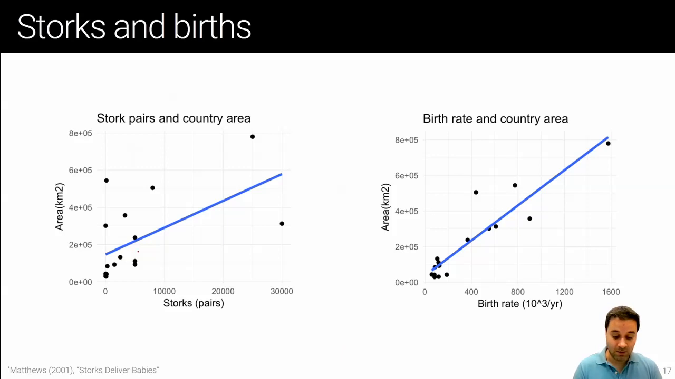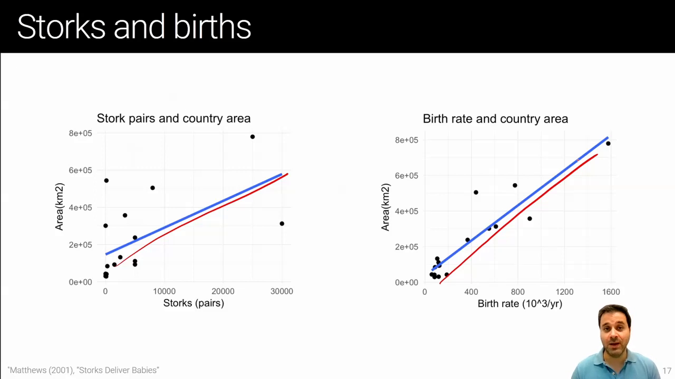And we can look here at a very clear positive correlation between the number of storks and the area, a very clear positive correlation between the number of babies and the area. So there's this third variable that would have fooled us if we just look at the previous plot and say there is causality between storks and babies.